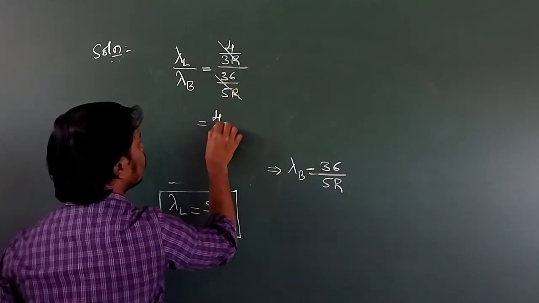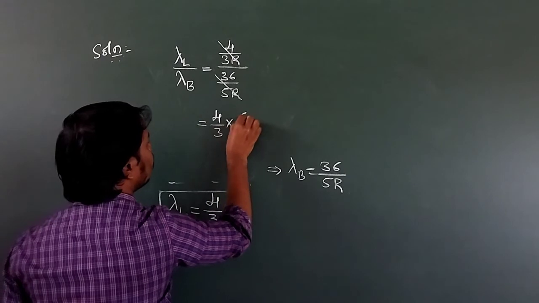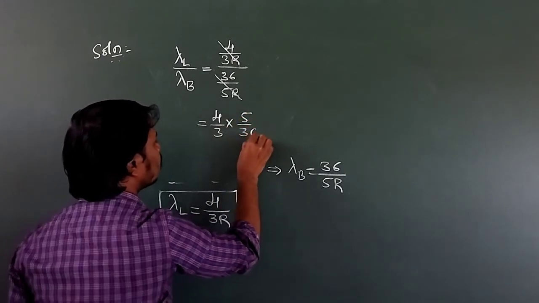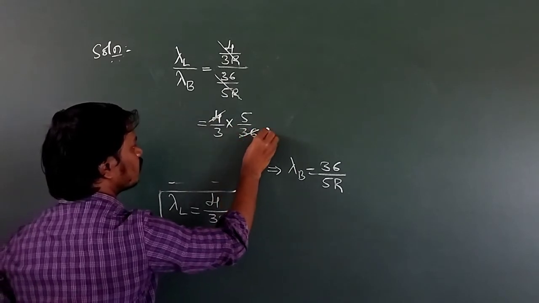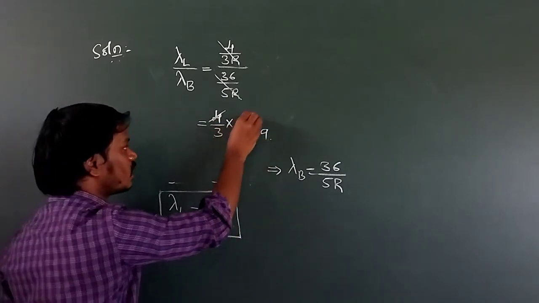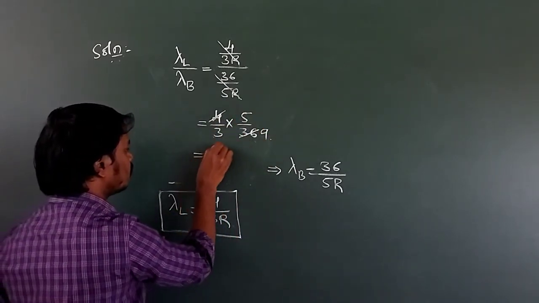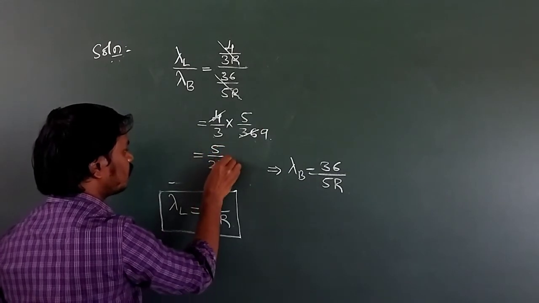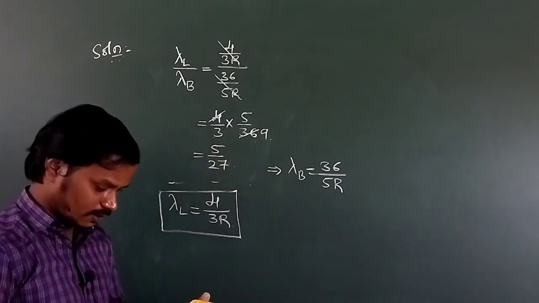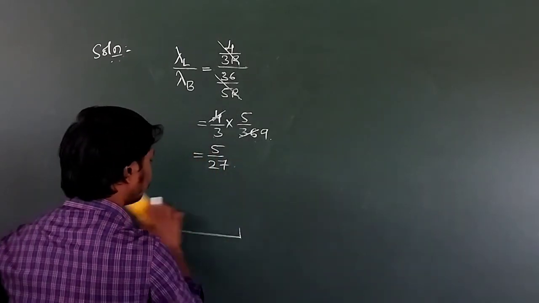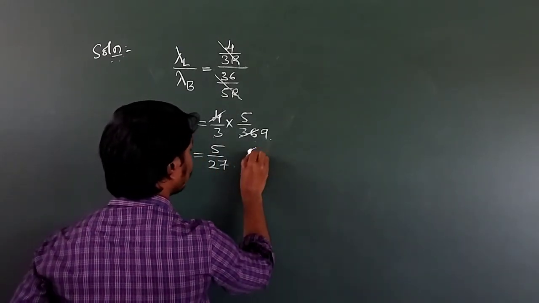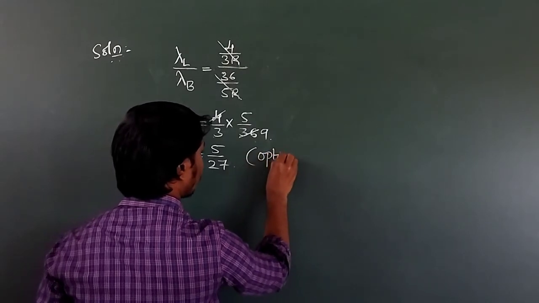Then it is 4 by 3 into 5 by 36. So see here, 4 9s are 36 and 9 3s are 27. Then it is 5 is to 27. This is the answer. So the third option is correct. That is 5 is to 27. Option 3 is correct.